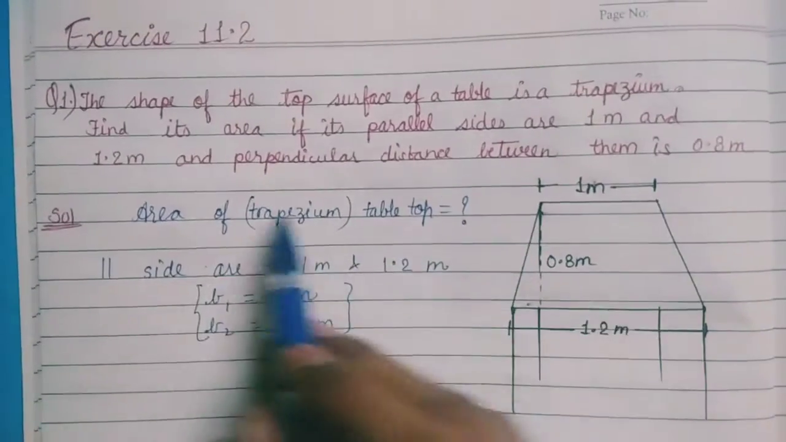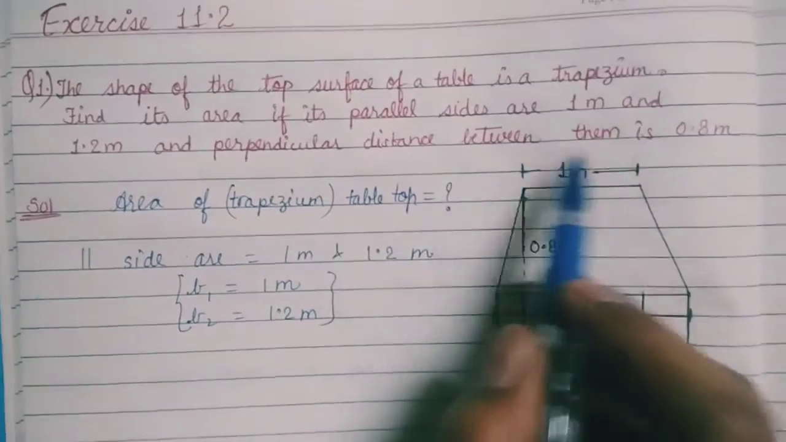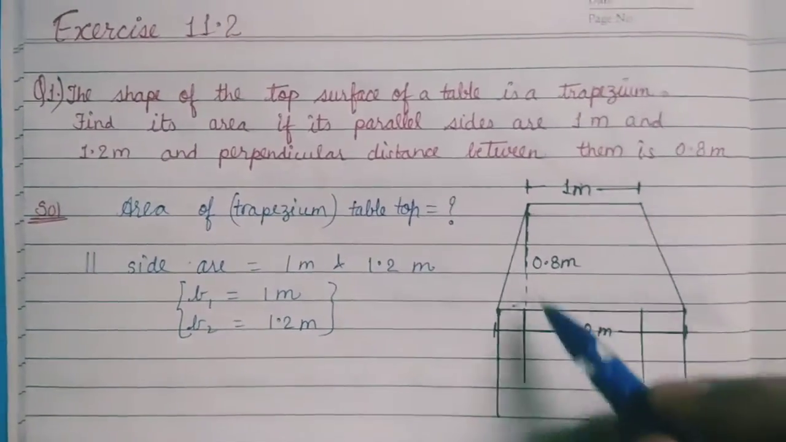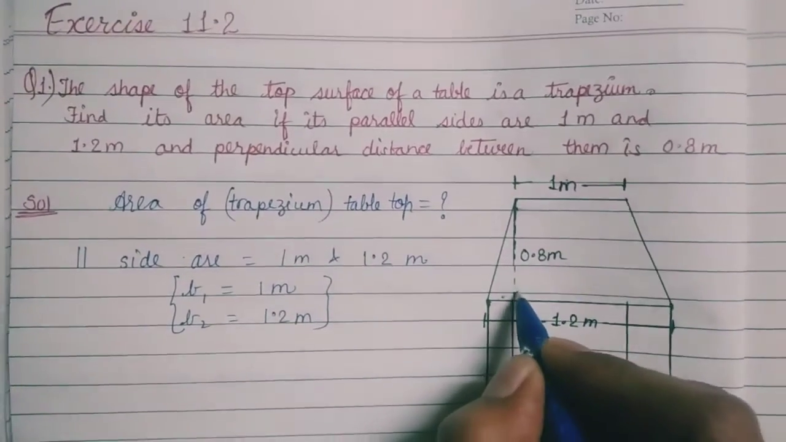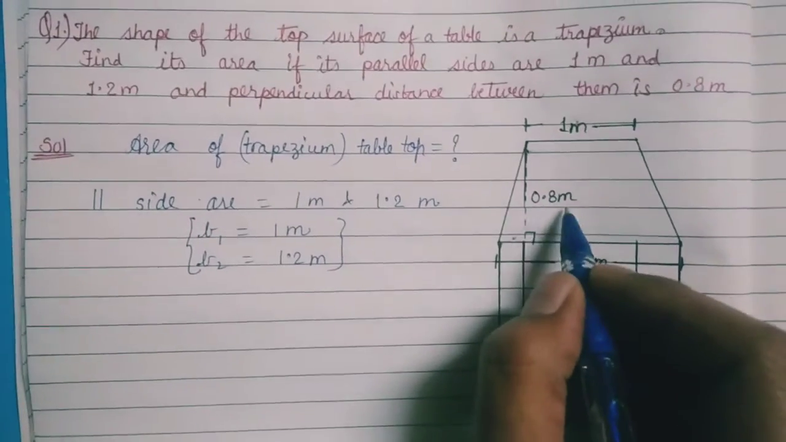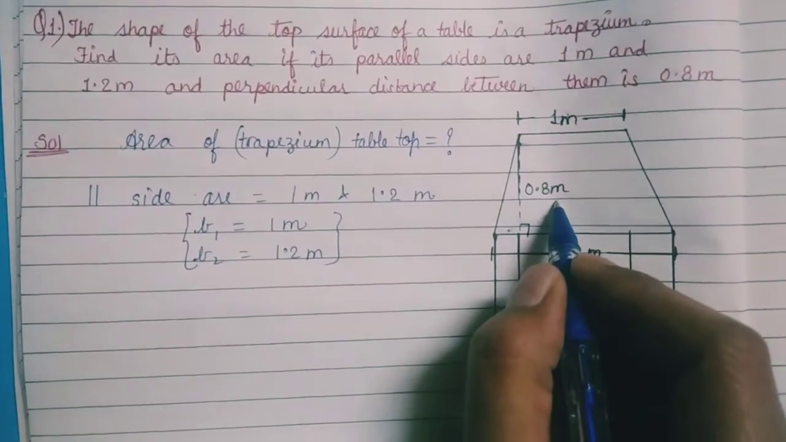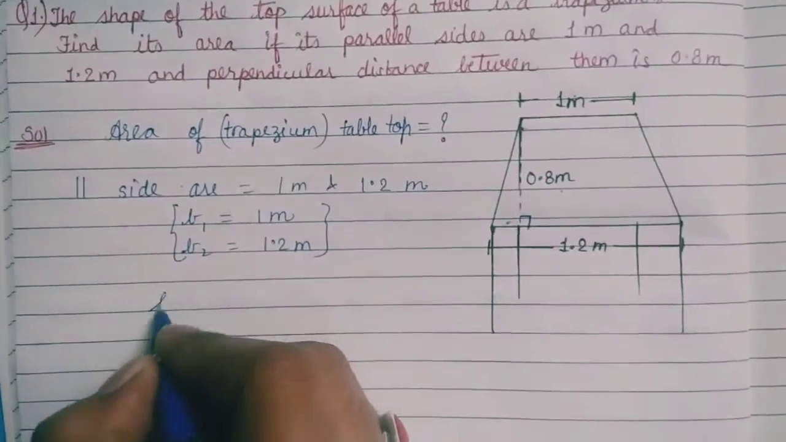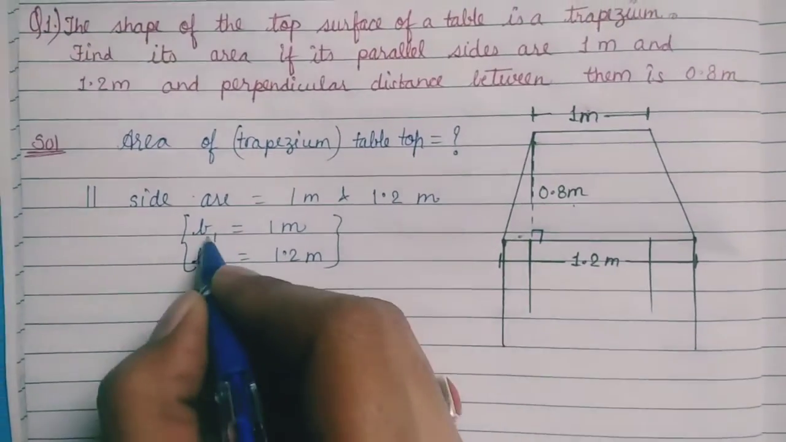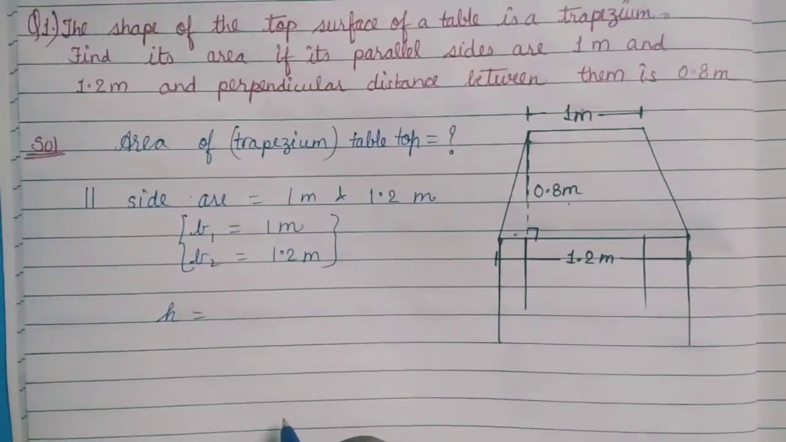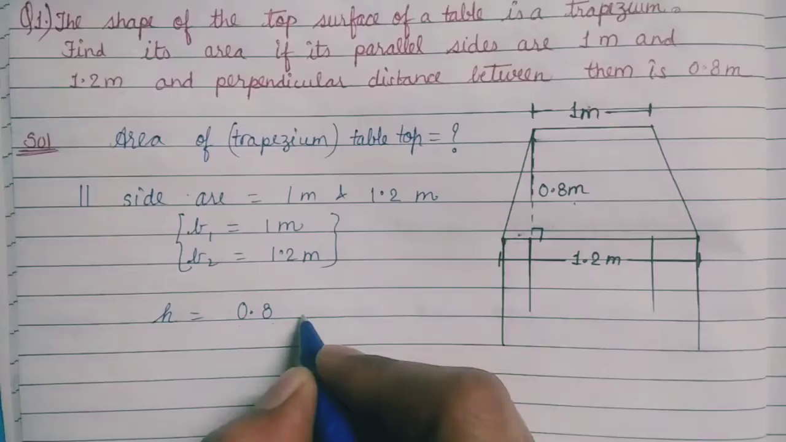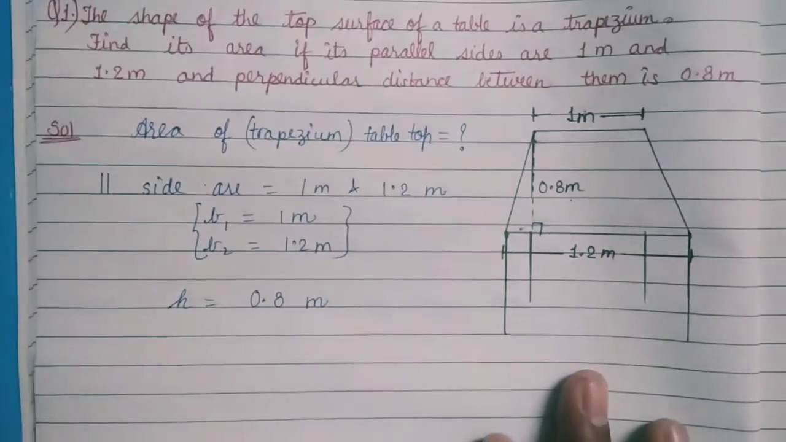And the perpendicular distance between them is 0.8 meter. When we draw the perpendicular and see its distance, that perpendicular distance is 0.8 meter. It means that this 0.8 meter is the height in between the parallel sides. So the height of the trapezium tabletop is 0.8 meter.